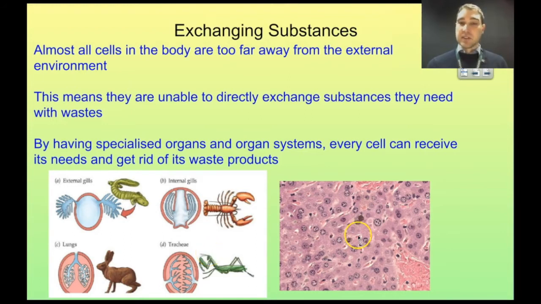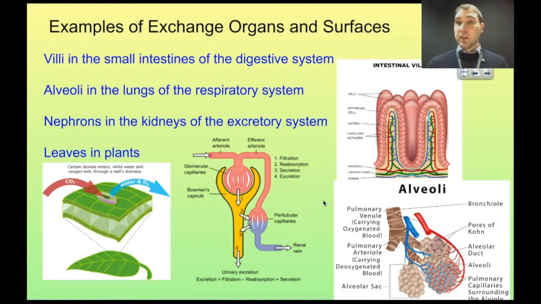So if we have a look at down here, we've got an example. Here we have, say, liver cells. Liver cells need to get oxygen into them. They need to get rid of waste products. The way they get oxygen into them is we have a system where we have lungs that are hooked up to a circulatory system that can take oxygen to those cells. So we're going to look at specialized exchange organs and surfaces that exist in animals. Particularly we're going to look at humans. We will mention leaves in plants as well, but we'll go into plants in a lot more detail later on.